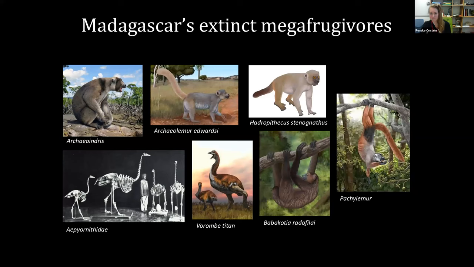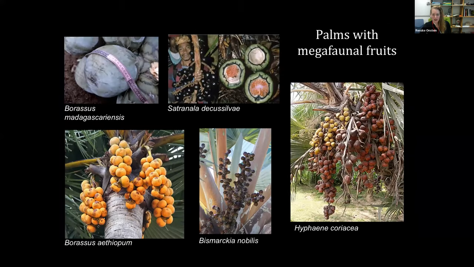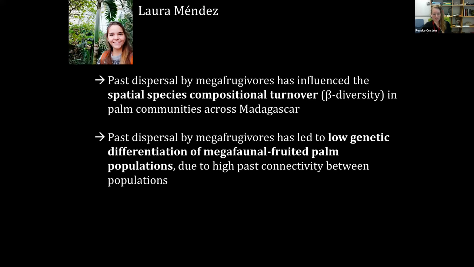So these are a couple of examples of these giant animals that lived on Madagascar in the past. And we still see many palms, also other groups, but palms have many species still with these very large fruits on Madagascar. And here you see a couple of examples. So this is work led by Laura Mendes, my PhD student. And she basically asked the question whether past dispersal by these mega frugivores of Madagascar has affected the spatial turnover or the composition of communities, as well as the genetic differentiation between populations.